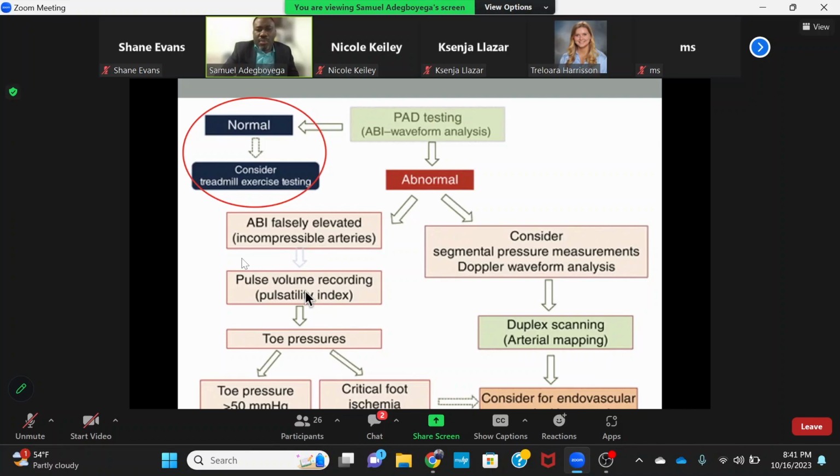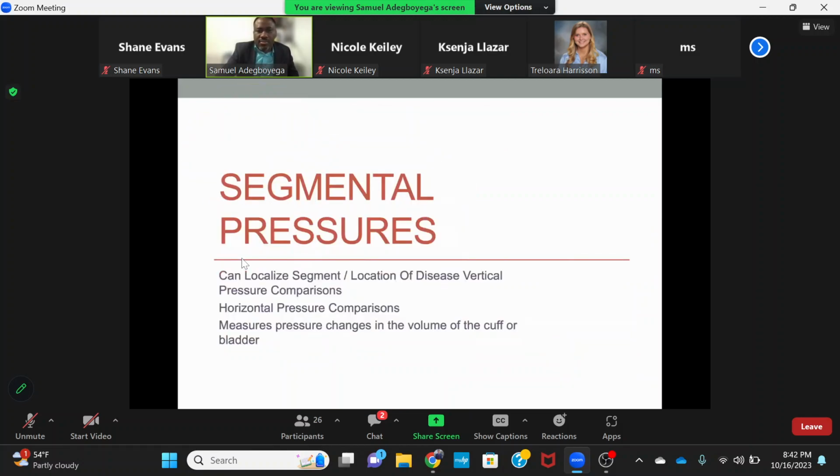So you could do PVR on this, you could do toe pressure on this. You want toe pressure above 50. I like toe pressure above 55. Above 50 is fine, 55 is even better. Segmental pressure is the same thing as ABI, it's just that you're doing multiple levels. So stay away from segmental pressure and ABI if you have calcified vessels. The best test is your arterial duplex. That's your best test.